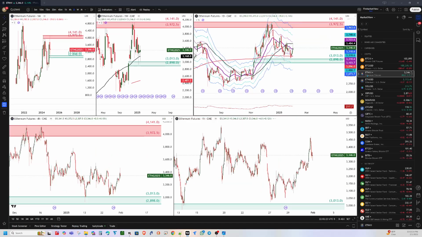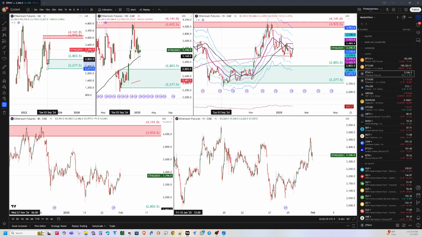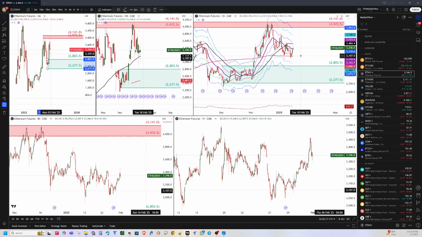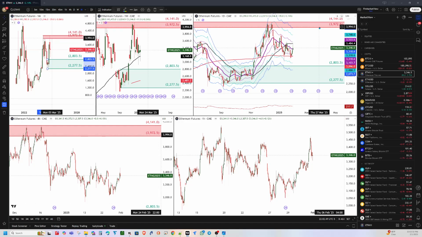And then Ethereum futures. Ethereum has the same thing. It has a monthly resistance of 4,000, and then a weekly and monthly resistance of 2,800ish area. So right now price is at 3346, but on a daily time frame, if the price reaches 2,800, it's a buy opportunity in Ethereum to sell back to 4,000.